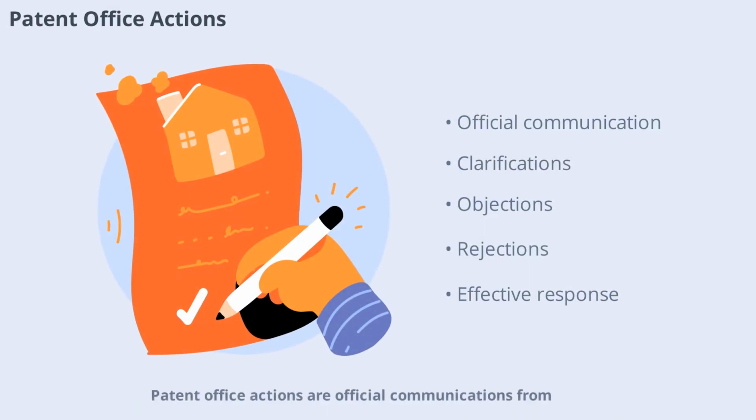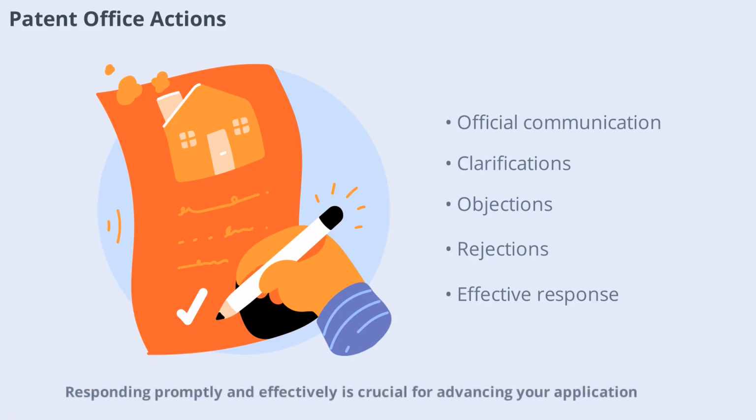Patent office actions are official communications from the patent office during the examination process. They may include requests for clarification, objections, or rejections. Responding promptly and effectively is crucial for advancing your application. In this scene, we'll explain the types of office actions, strategies for addressing them, and how to keep your application on track. Navigating office actions is a key skill for inventors and patent professionals.